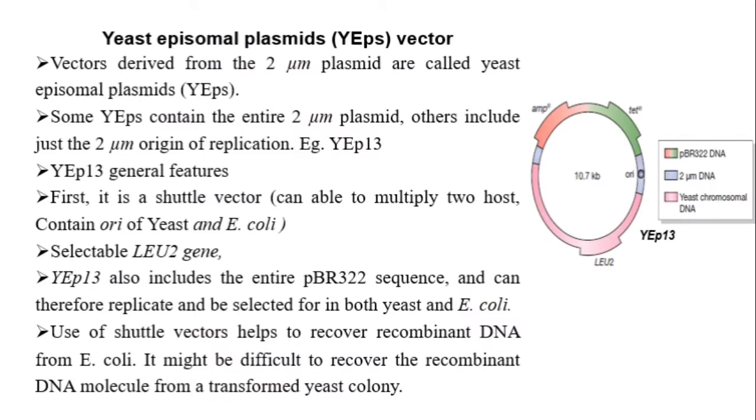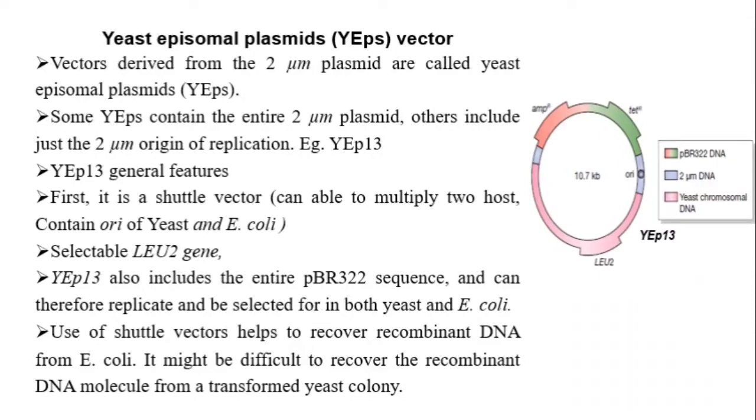Now we can see what vectors are used in yeast. First, we can see the yeast episomal plasmid vectors. Vectors derived from 2-micron plasmids are called yeast episomal plasmid vectors.